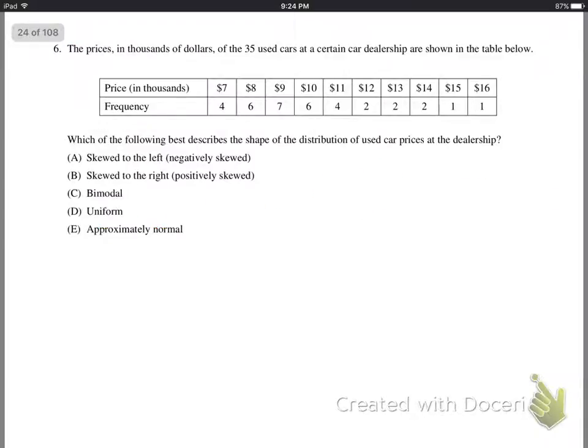All right, this is interesting here. Let's look at this. First of all, we have all these distributions. I know that it's not uniform, because then they all would have the same amount of frequency. And it's definitely not approximately normal, because if I was to sketch it, it would kind of be like this, okay? So it's not approximately normal. And let's look at bimodal. I only have one mode, so it's not bimodal. Do you see how it's skewed to the right? So the answer is B.